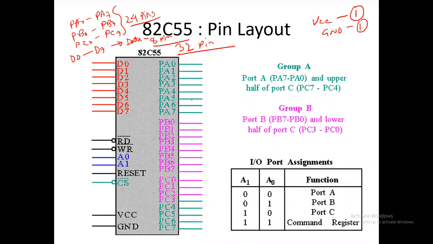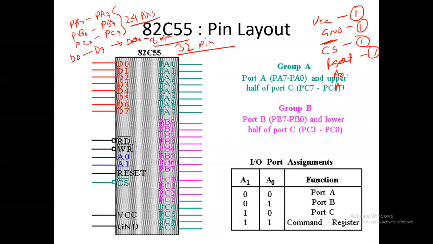Then the chip selector pin, another pin, the new pin. The chip select pin also has a bar, because the negative sign means active low, active at 0 voltage. CS pin, chip selector pin 1. Then reset pin 1. Then address pins A0 and A1.